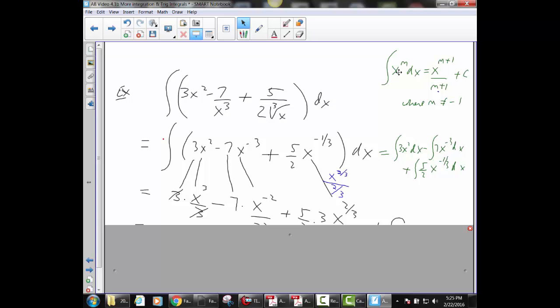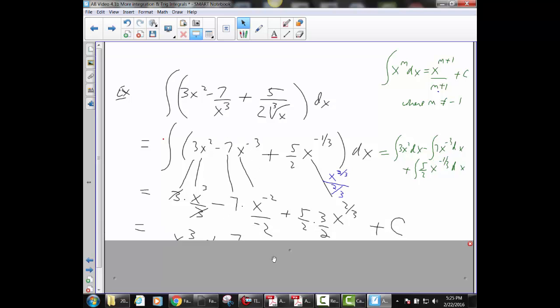We're taking the antiderivative. Remember, we're adding 1 to the exponent and then writing that over the new exponent. So this becomes x cubed over 3. Here's minus 7. If you add 1 to negative 3, you will get negative 2. So you get 7x to the negative 2 over negative 2. Here's your 5 halves you've pulled out, and you're integrating x to the negative 1/3. If you add 1 to negative 1/3, you get 2/3. Now, that's going to be x to the 2/3 over 2/3.